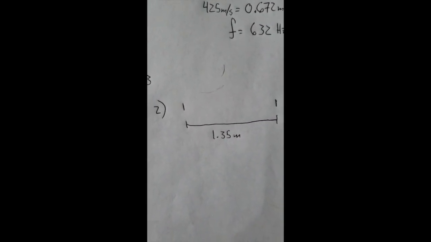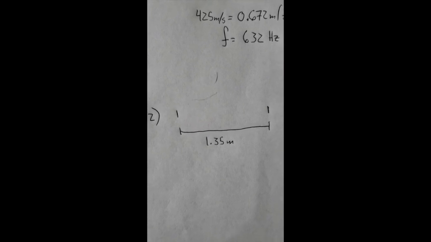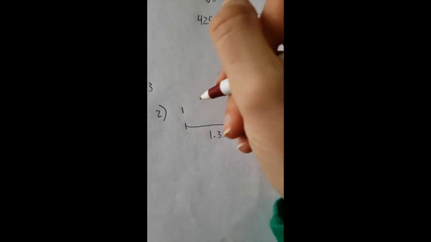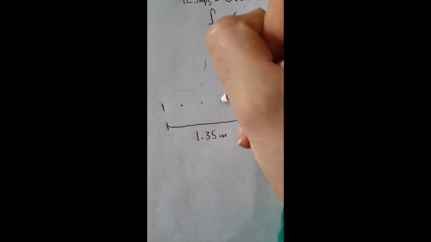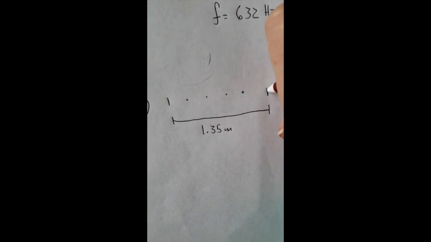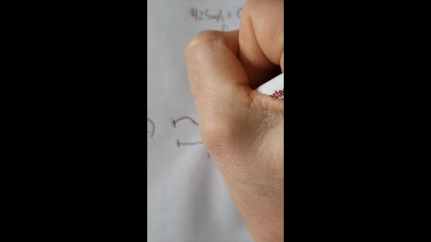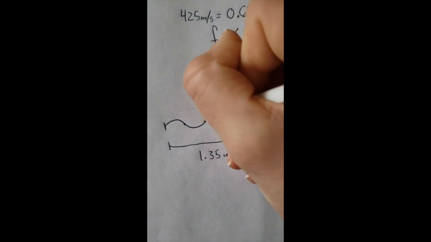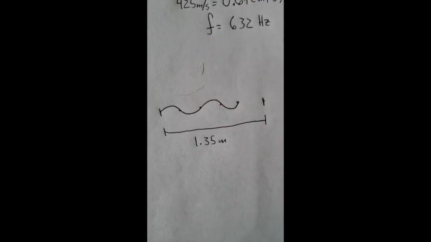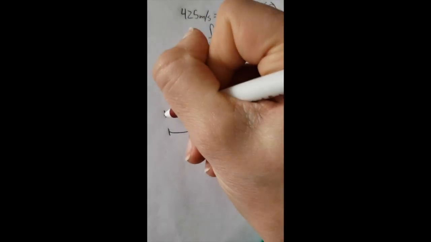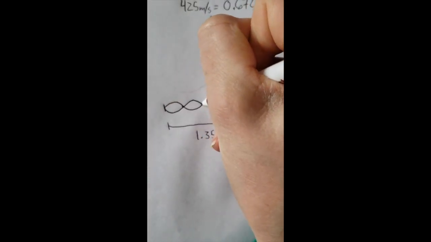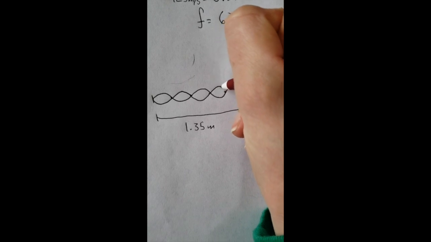And like we said before, there's going to be 2.5 wavelengths in that length of the string. So let's see. 1 wavelength, 2 wavelengths and a half. So maybe not exact drawing, but we're going to get 1 wavelength, 2 wavelengths and a half in the length of that string. I'm going to go ahead and finish it so it looks like a standing wave. 1 wavelength, 2 wavelengths and a half.